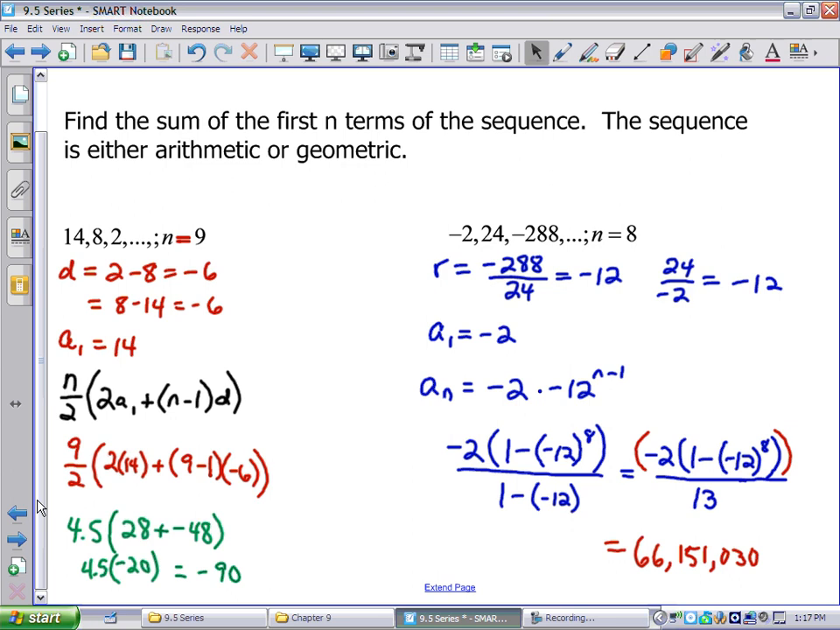Okay, so this was an example of an arithmetic or a geometric sequence, sum of a sequence here. This concludes finding the sum of a sequence.